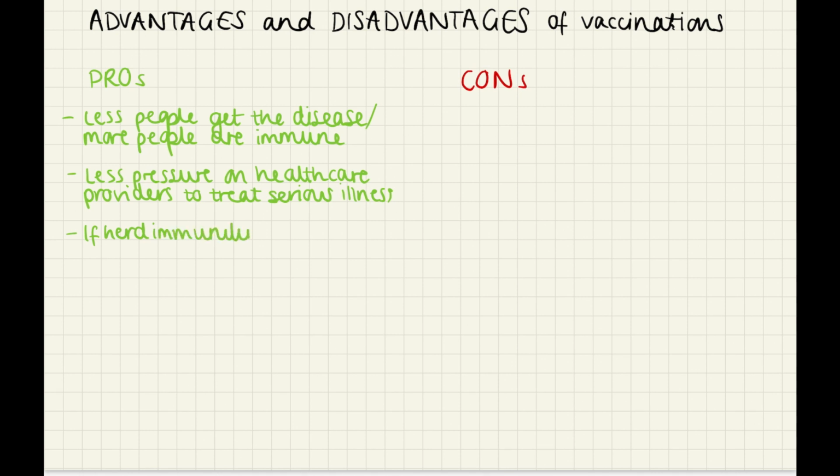And then also linked to herd immunity, if we can achieve herd immunity, then even those people who are unable to be vaccinated or choose not to be vaccinated, they are also protected.